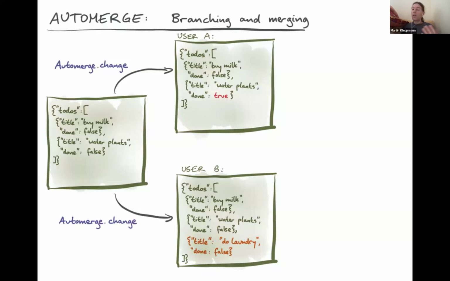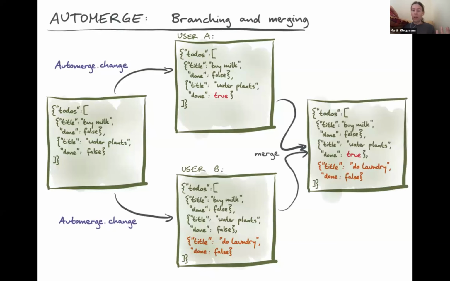automatically merging them back into a consistent state. In this case, the merged result is hopefully uncontroversial. Hopefully everyone would agree that the desirable outcome is that watering plants has been set to true and doing laundry has been added as a third item. We can just preserve both of those changes and merge them together, resulting in a to-do list that includes all of the changes from all of the users. The key thing that Automerge can do is this kind of merging automatically, and I will explain to you in a moment how that works.